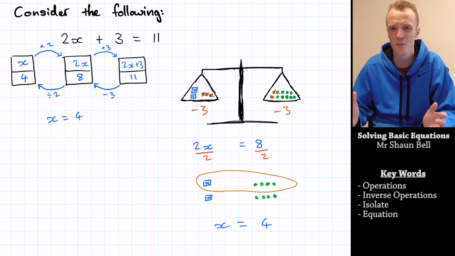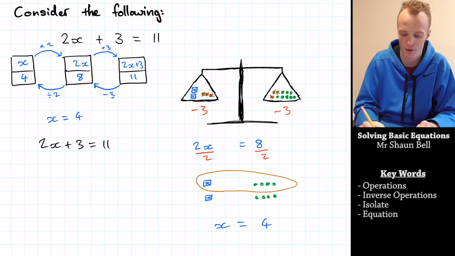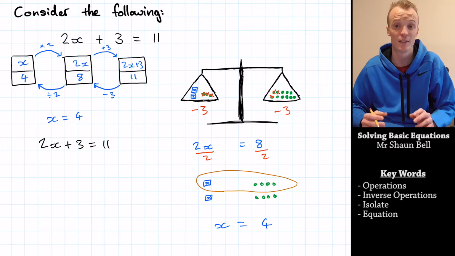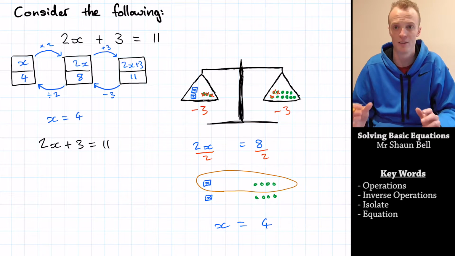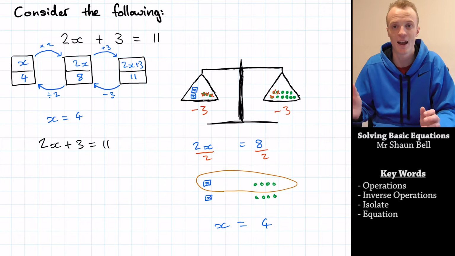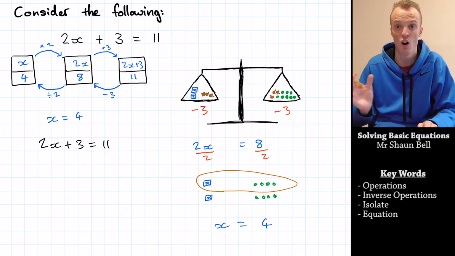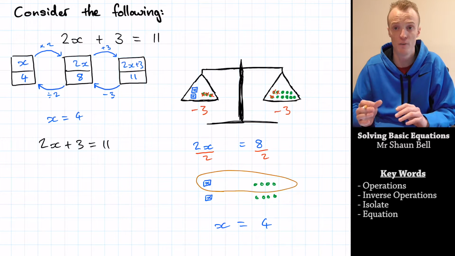But how do we do it just using algebra? Not using a scale and not using a flow chart. Well, let's take our original problem of 2x plus 3 equals 11. And let's consider on the left hand side, what order would you normally do this in? Well, I'd normally go 2 times x first, then I'd add 3. Now, I'm trying to isolate the x on its own. So what it means is I have to do the complete opposite. So I need to remove the plus 3 because it's the last thing I did.